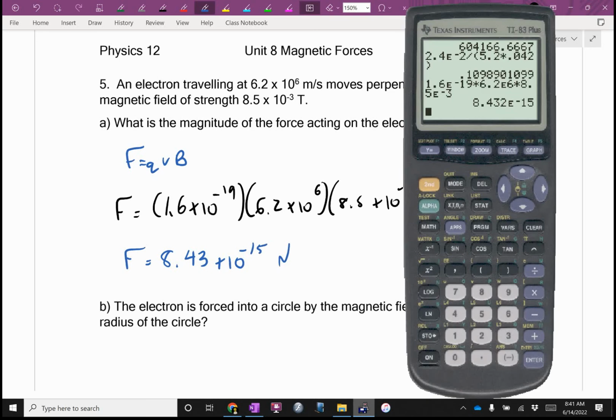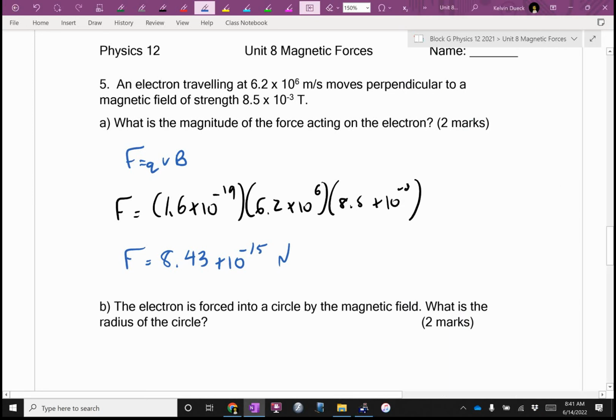Is that a big force? For the electron, that's massive. Try dividing by the mass, and you'll see the acceleration this thing is undergoing. It's crazy. If you got that right, 2 out of 2. Otherwise, I guess 1 mark for that, half mark for the numbers, and a half mark for the answer.